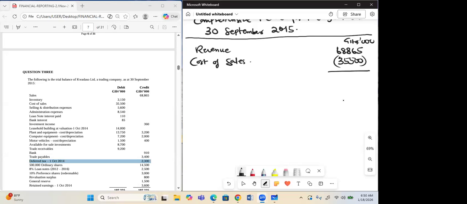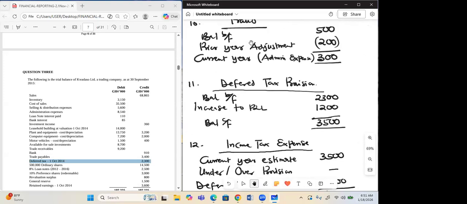All right, let's go on. So when you net it off, what did you get as gross profit? 33,365. Okay, so now we had administrative expenses separately and distribution expenses separately. So let's go and finish our administrative expenses. Let's go and close them.